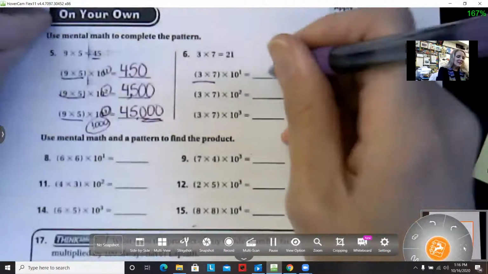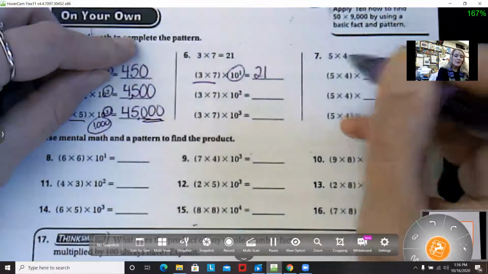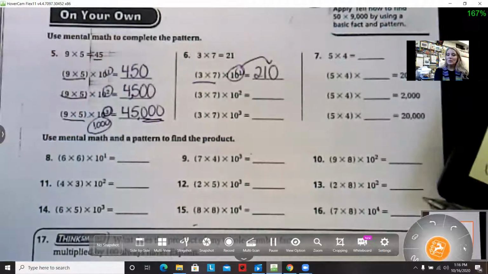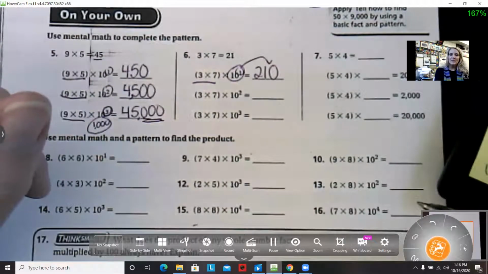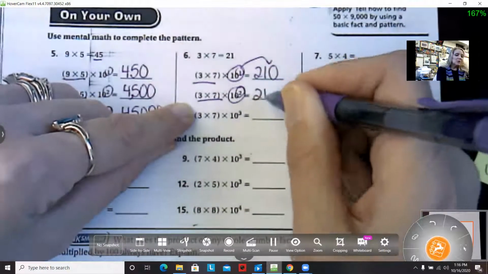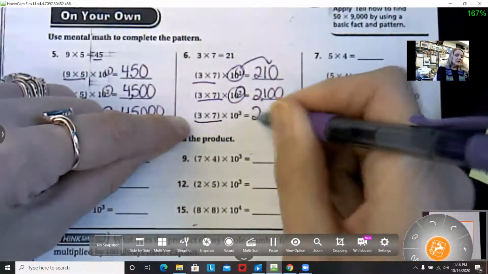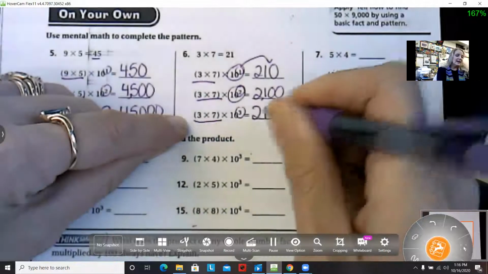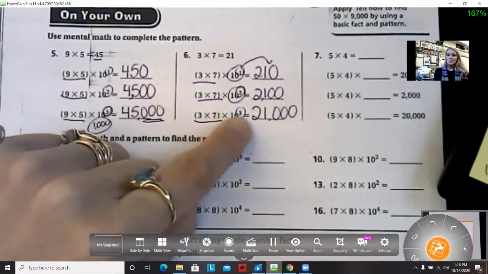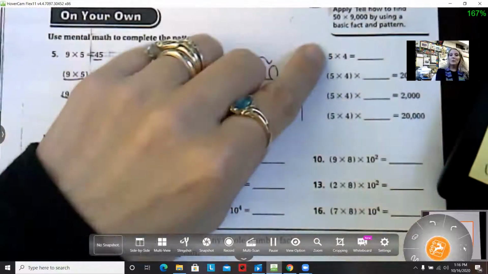Okay, 3 times 7, of course, is 21. It's written up there for us. But 3 times 7 times 10 to the first power means we add that 1 zero. That exponent attached to the number 10 says add 1 zero because you're just multiplying it times 10. This times 100, or add 2 zeros, so it's 2,100. 3 times 7, 21, and look how many zeros we have to add, 3. So it's 21,000 because you're taking 21 times 1,000, 21,000.